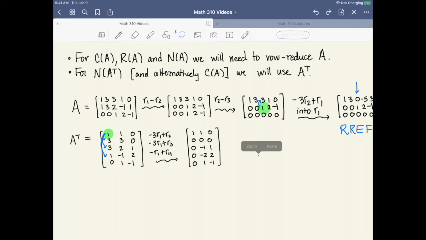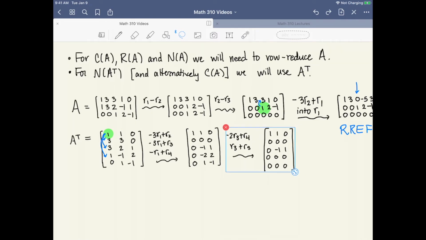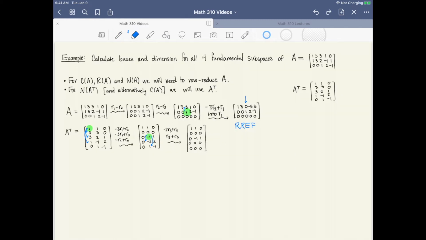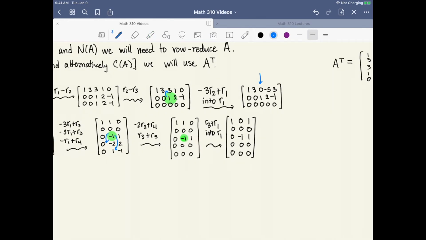So after this, I'm going to be doing minus 2 row 3 plus row 4. That means I'm using this entry as the pivot and getting rid of the 2 underneath it. And I'm also going to be getting rid of the 1 underneath it as well. And that brings me down to this second to last matrix, and I have one more step. That last step is going to be given by combining row 3 and row 1. So when I take row 3 plus row 1 into row 1, that means I am going to be using this minus 1 as the pivot, and I'm going to be eliminating the little 1 that sits above it.